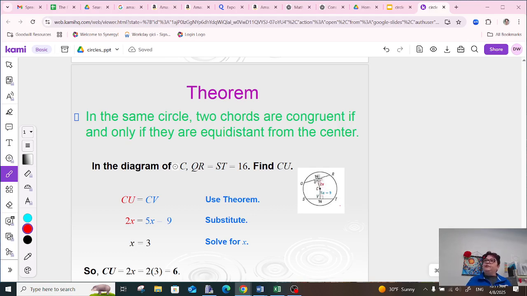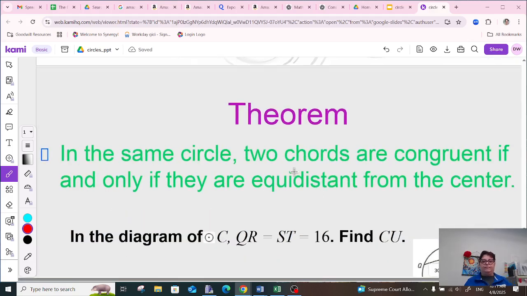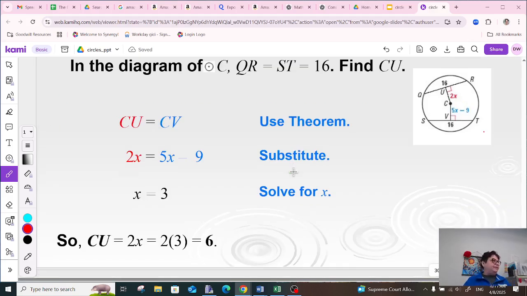So if both of these are coming off the center of the circle, and this chord is 16, and this chord is 16, the distance from the center has to be the same. And I agree, it is very small, so I'm going to make it bigger. Please draw this on the back because it's not on your paper.